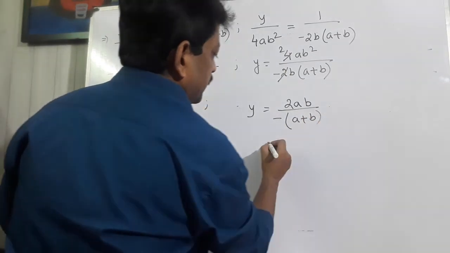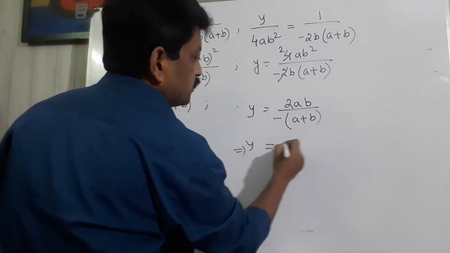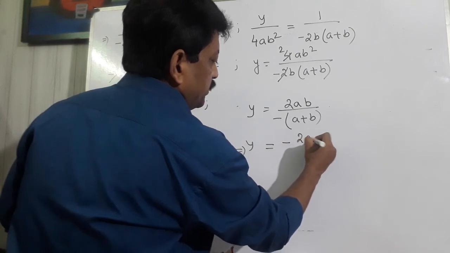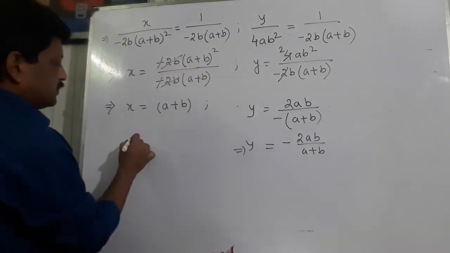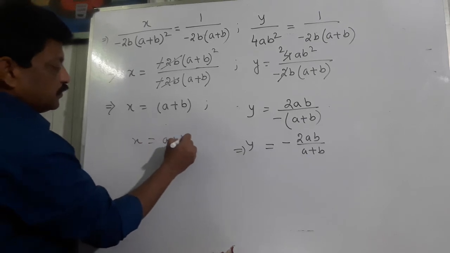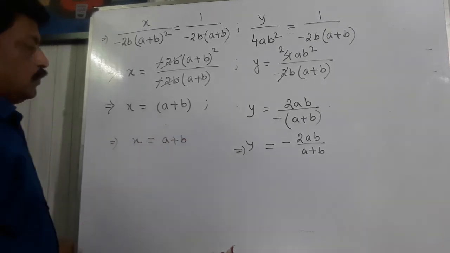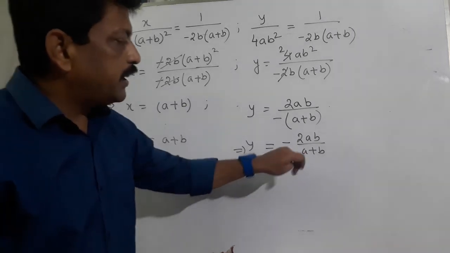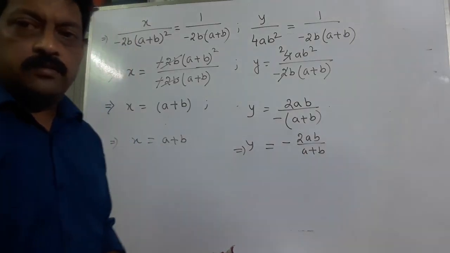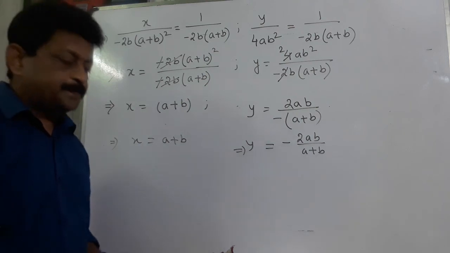Or we can write this as y equals to minus 2ab by a plus b, and this is x equals to a plus b. Therefore x equals to a plus b and y equals to minus 2ab by a plus b. This is the required solution.